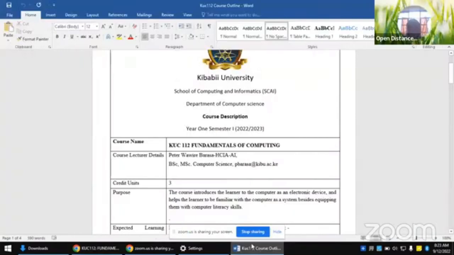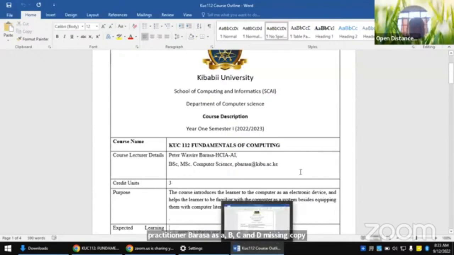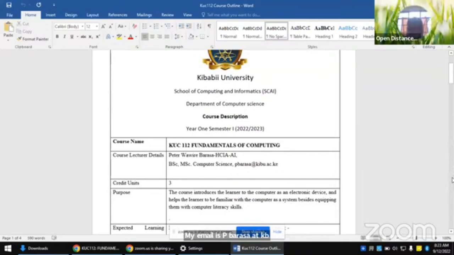So we are going to go through this course, that is KUC112, Fundamentals of Computing. Of course, my lecturer's name is Peter Wawira Barasa, HCIA certified, artificial intelligence certified practitioner. Barasa has a BSc and MSc in computer science, and my email is pbarasa@kibu.ac.ke. The credit units for this particular course is 3 credit units.